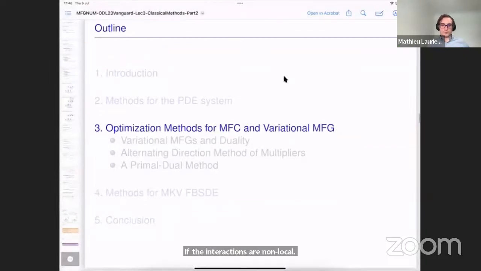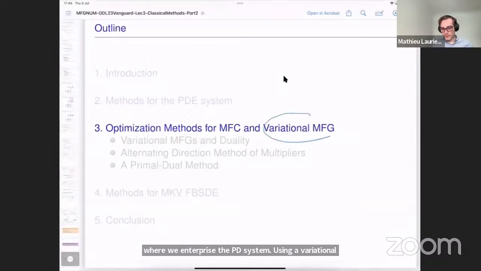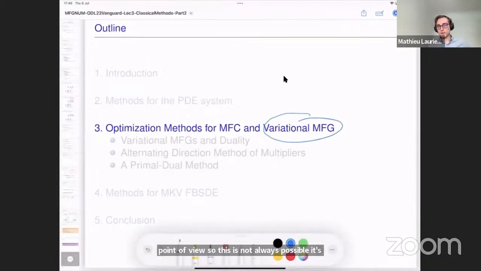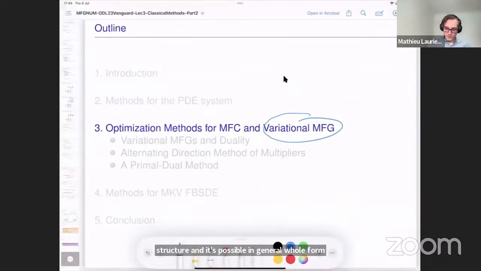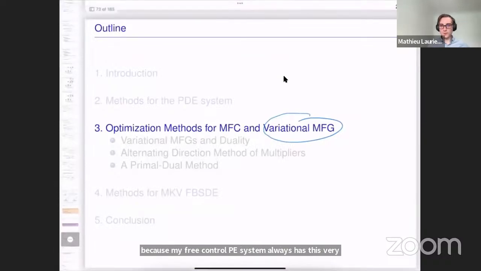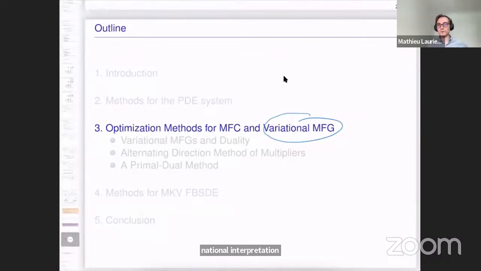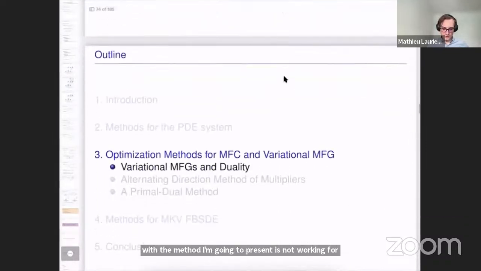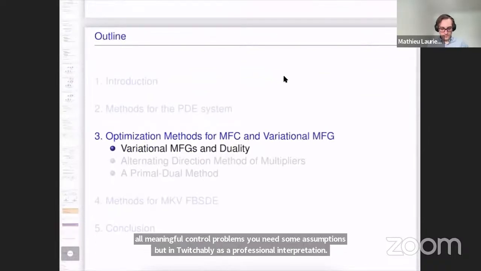All right, so section 3 is about a different point of view where we interpret the PDE system using a variational point of view. So this is not always possible. It's possible for mean-field games that have a variational structure, and it's possible in general for mean-field control, because the mean-field control PDE system always has this variational interpretation. But the method I'm going to present is not working for all mean-field control problems. You need some assumptions. But intuitively, the variational interpretation is by definition for mean-field control.